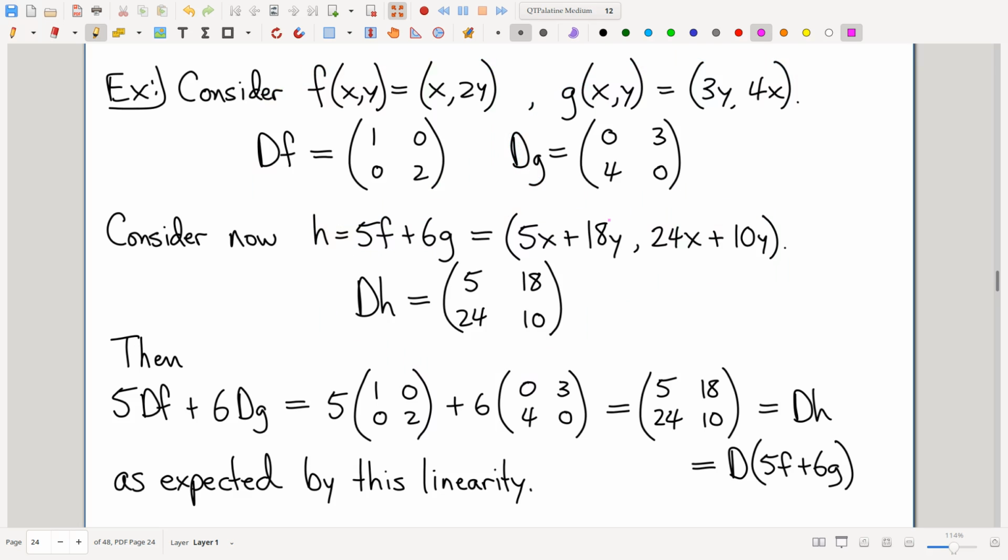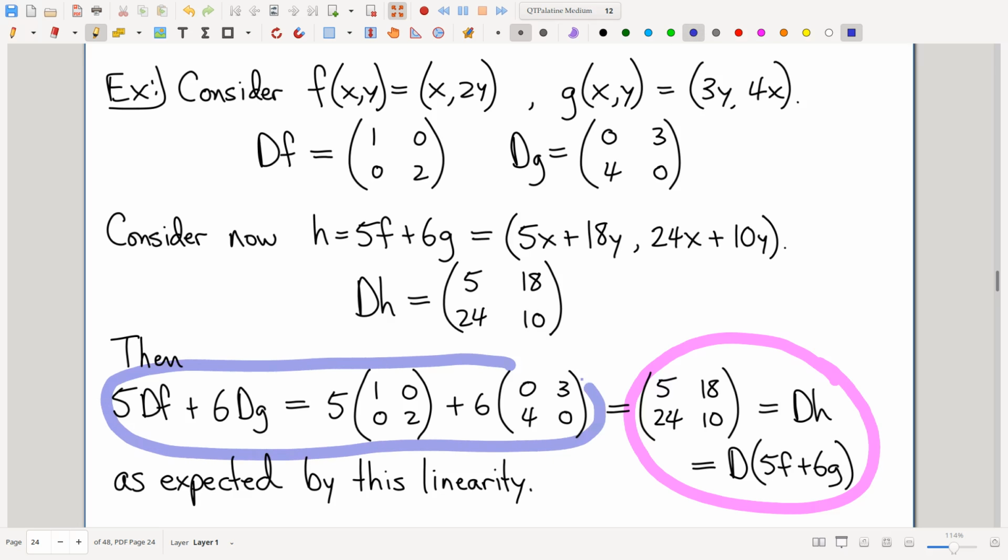So where is the linearity of differentiation? Well, notice this is the derivative of the linear combination. This is a linear combination of the derivatives, right? I looked at individual derivatives and did the same linear combination of the derivatives. On the right, I did the combination and then the differentiation. On the left, I did the differentiation and then the linear combination. Doing it in the opposite order.